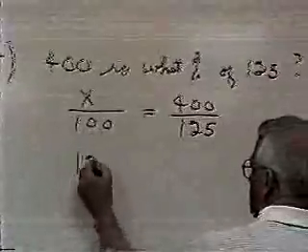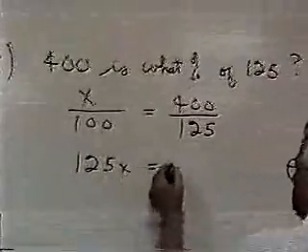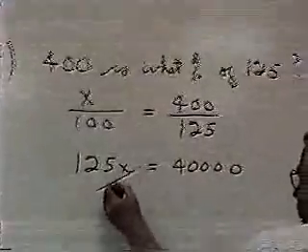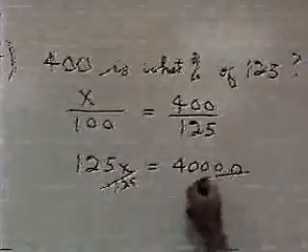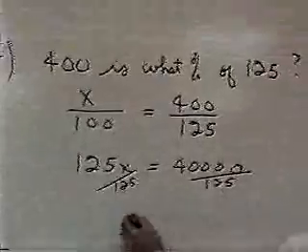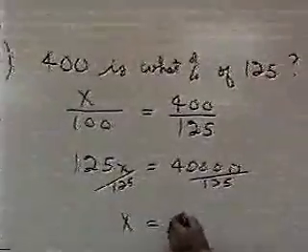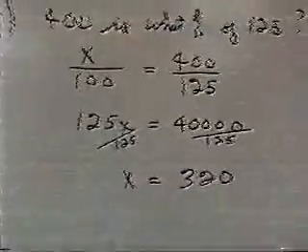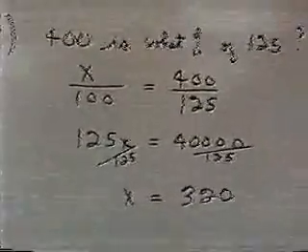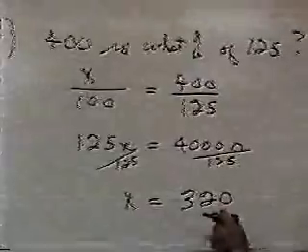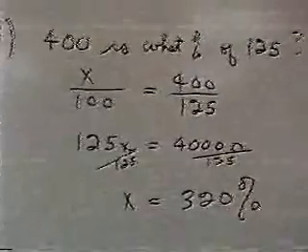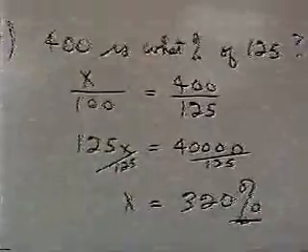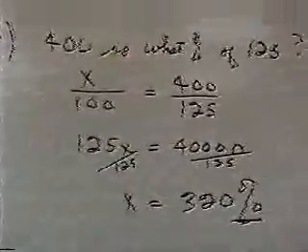Cross multiplying, we get 125x is equal to 40,000. To solve for x, we divide by what's times it. And so x comes out to be 320, I believe. Now remember, using this process, that's the answer to percent. You just put the percent sign on that answer, and you have the correct answer.